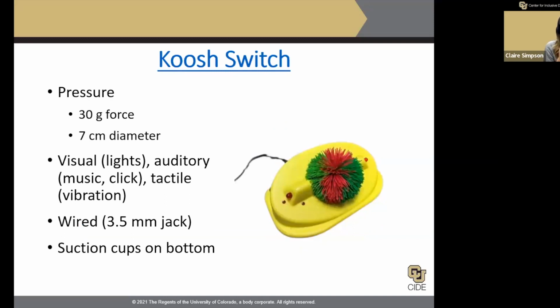The Koosh switch has a Koosh ball over the activation surface. You can apply 30 grams of force right over that ball and it will activate. And then again, when activated, it lights up, it plays music, it vibrates, and it makes a click. And it also has suction cups on the bottom that can help hold it in place.